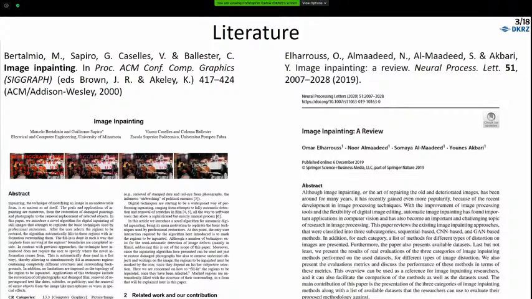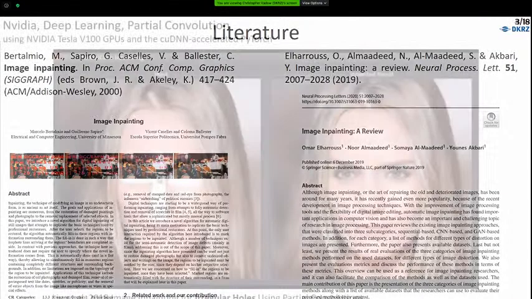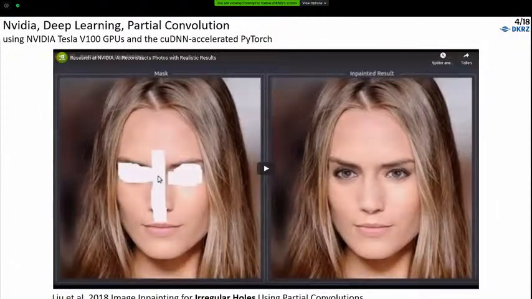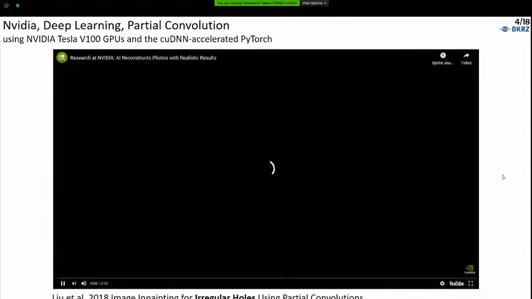If you guys are interested in that, there you will probably find a method which could be interesting. So, in 2018, this YouTube video came out from NVIDIA, based on a paper by Liu et al., Image Inpainting for Irregular Holes Using Partial Convolutions. So I will start this video now. Hopefully you can see that as well.